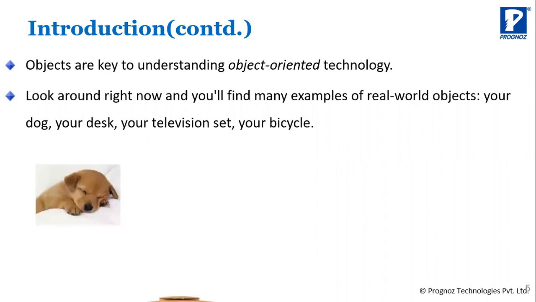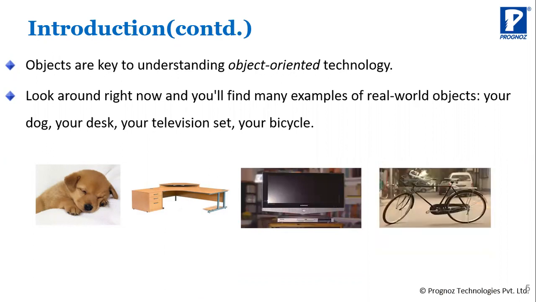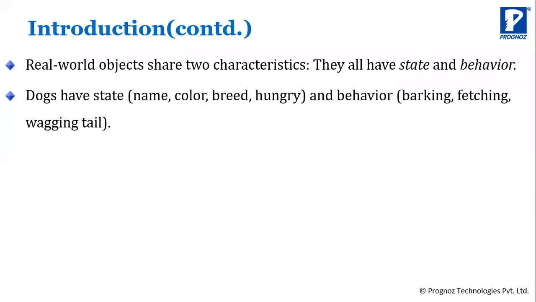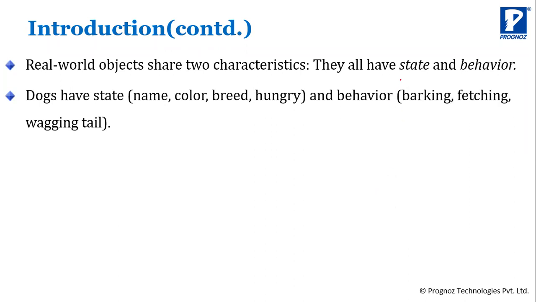A dog is an object, a desk is an object, a television is an object, a bicycle is an object. So these are all objects in the real world. Real-world objects share two characteristics: state and behavior. Every object has two characteristics, state and behavior.